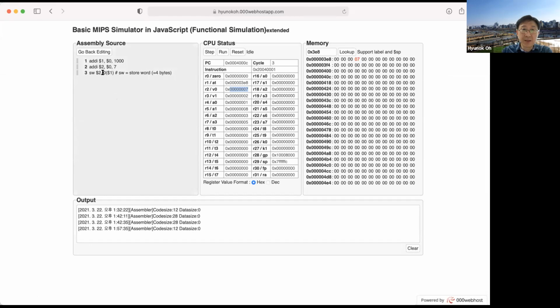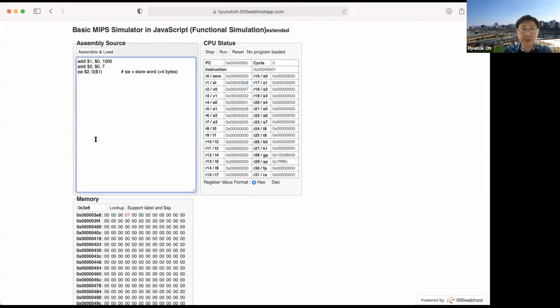Someone else is asking what this 0 means. This is the address offset, which means that when we generate the address, $1's value will be 1000, which is 3E8, plus 0, and that is the address. Let me show you another example. If this is 4, or this is 8, then what is happening? Let's look at what is happening.